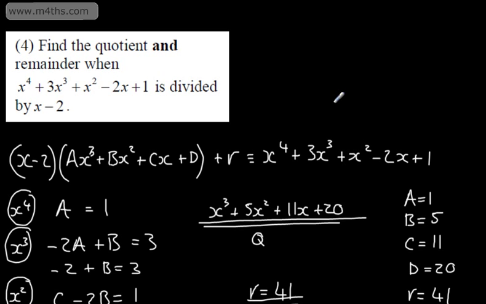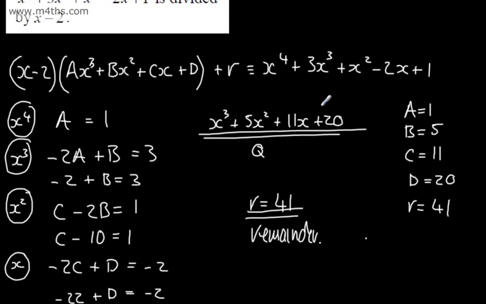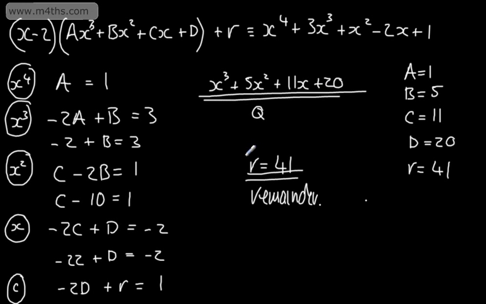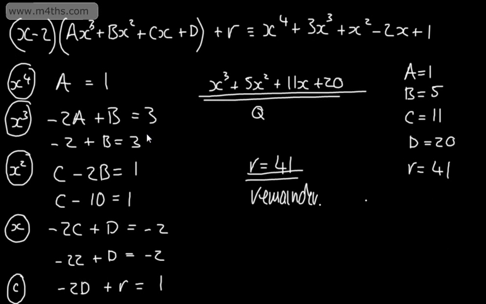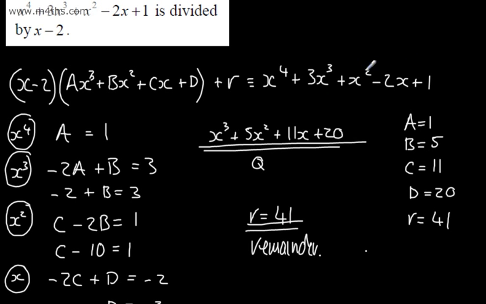There are again alternative approaches. As you can see, this one was quite long-winded, and you might want to argue that it's easier to do it the other way. I would say if we were dividing this by, for example, 3x plus 2, it would probably be easier to equate coefficients. So that is an alternative method. Either way round, we get a quotient of x cubed plus 5x squared plus 11x plus 20 and a remainder of 41. Do remember though to check what you're doing.